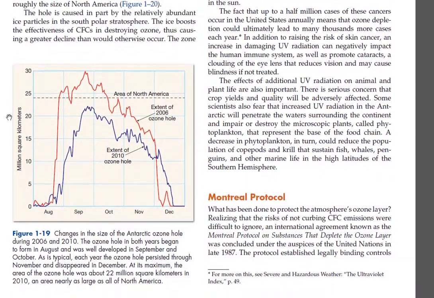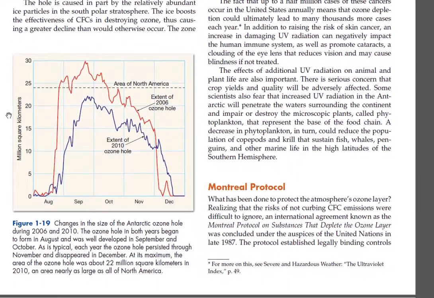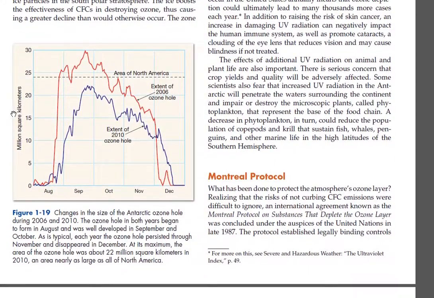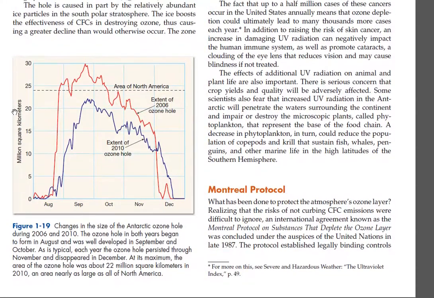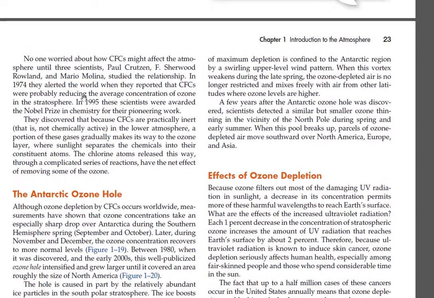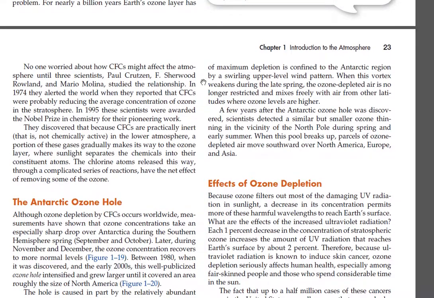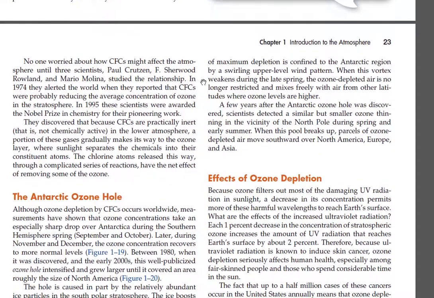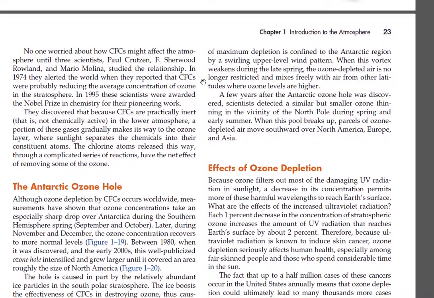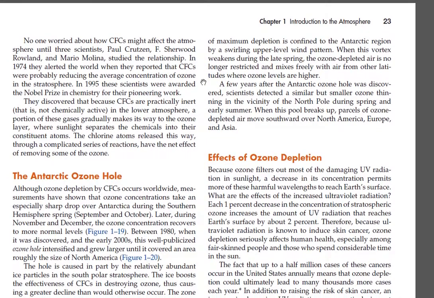The hole is caused in part by the relatively abundant ice particles in the south polar stratosphere. The ice boosts the effectiveness of CFCs in destroying ozone, thus causing a greater decline than would otherwise occur. The zone of maximum depletion is confined to the Antarctic region by a swirling upper-level wind pattern. When this vortex weakens during the late spring, the ozone-depleted air is no longer restricted and mixes freely with air from other latitudes where ozone levels are higher.